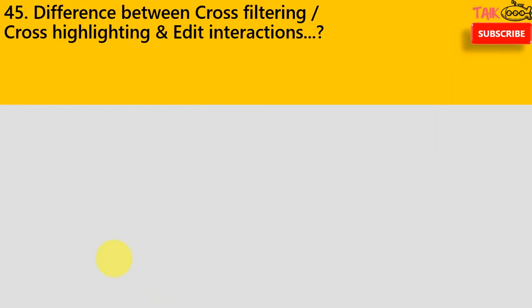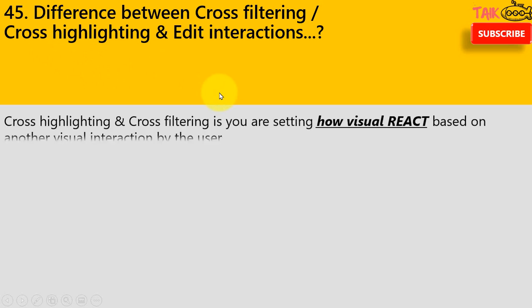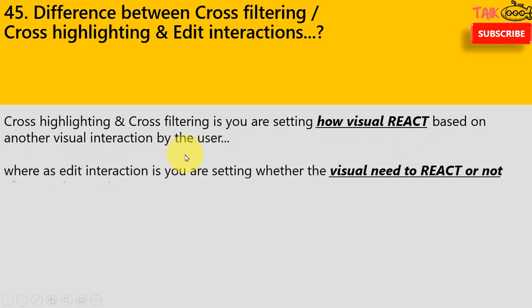And the next is the difference between cross filtering or cross highlighting and edit interaction. Cross highlighting and cross filtering is where you are setting how a visual reacts based on another visual's interaction by the user. Whereas edit interaction is where you are setting whether the visual needs to react or not after the user interaction.